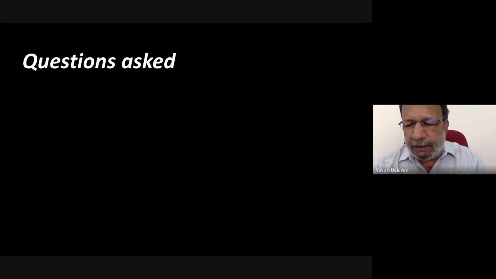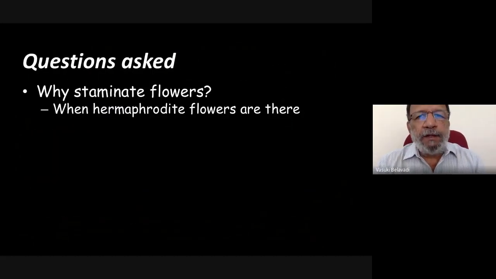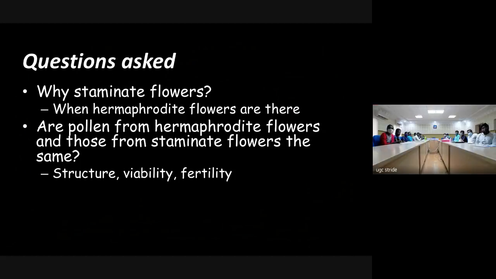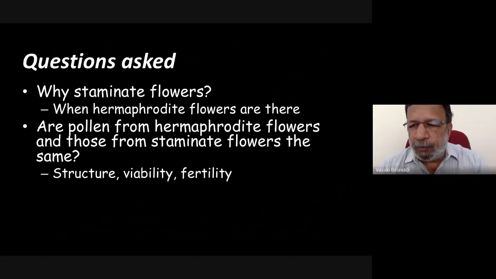Now the questions that we asked at the beginning: why are staminate flowers produced? When hermaphrodite flowers are there, when the anther is produced in the same flower where the stigma is, why are the staminate flowers produced separately? Are pollen from hermaphrodite flowers and those from staminate flowers the same in structure, viability, and fertility? So this is another question that I can pose.